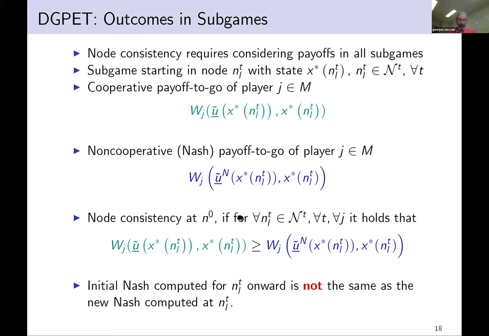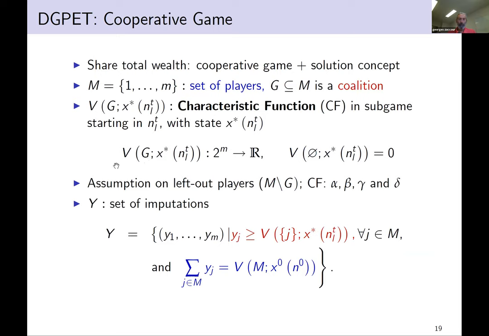Now, node consistency means that for any player, any node during the whole duration of the game, this cooperative payoff to go must dominate the non-cooperative payoff to go. Okay. So if I can sustain these inequalities, I am done, because it means that I have been able to do it in a consistent way. Now here, please note that the initial Nash that you computed at any period onward is not the same that we are going to compute at a new node, simply because we are not following Nash trajectory, but we are following the cooperative state trajectory. This is an important comment for game theorists, but let me not spend much time on it.